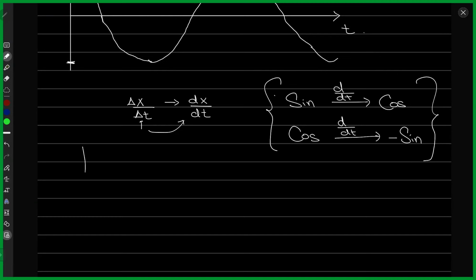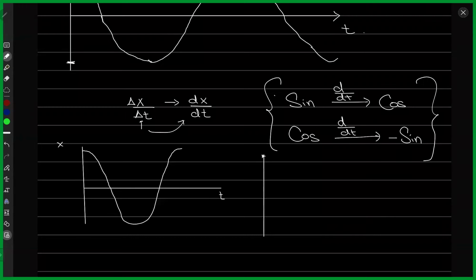then if I have a displacement graph, which looks like, I'm going to draw a cos function now, which looks like this. And then the velocity time graph will be a sine function, but with a negative sign. So it will look something like this, right? So this is the negative sine function. So this is the velocity time graph.